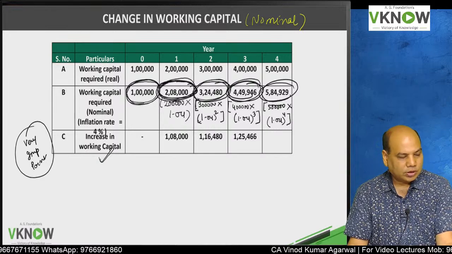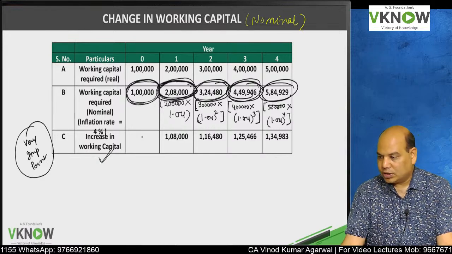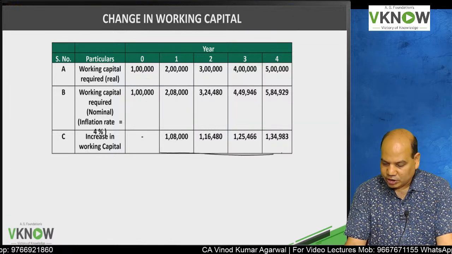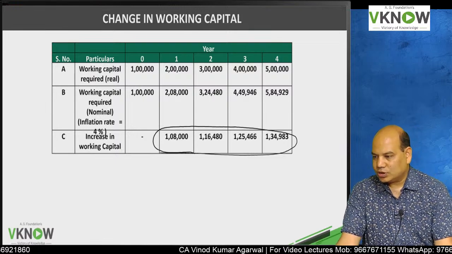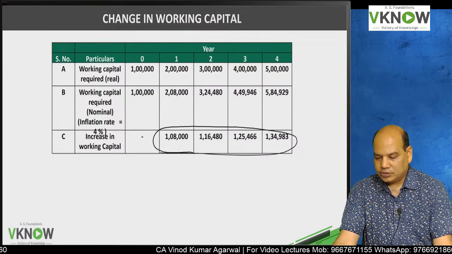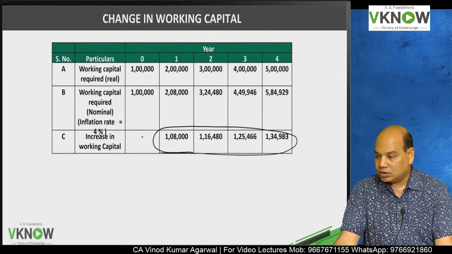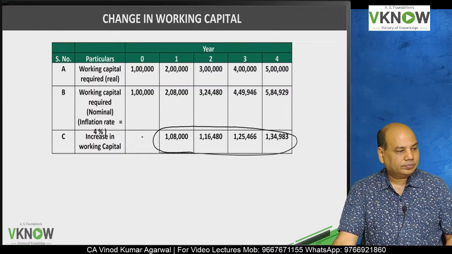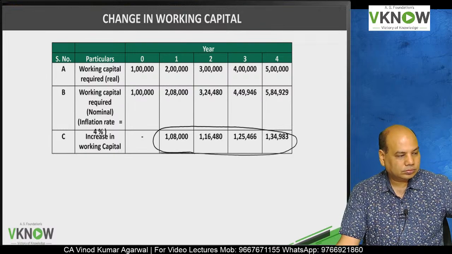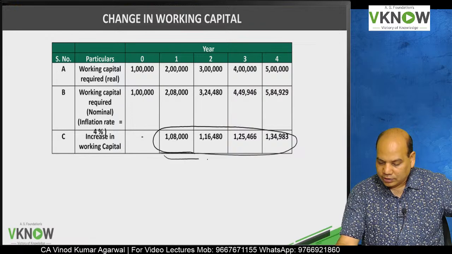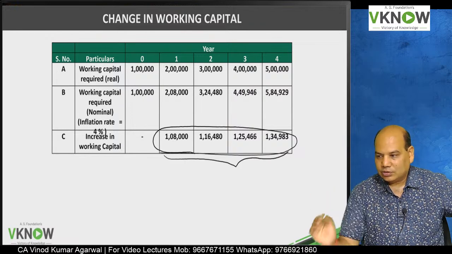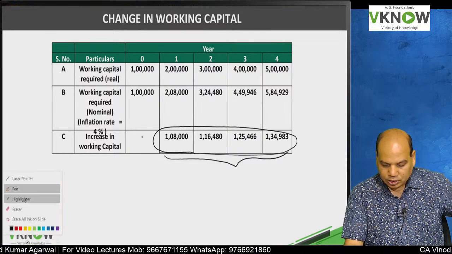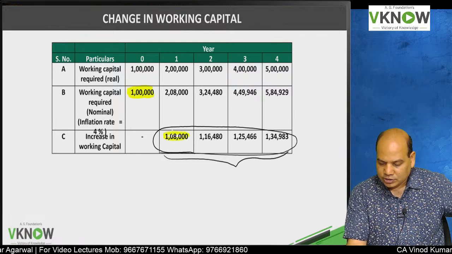Next, take the difference of these two. Come on, reply. 134,983. I will request you to please check this yourself. Is it right? Yes. I am going to require these numbers in the next calculation. Before I go to the next calculation, how much is my total working capital invested?